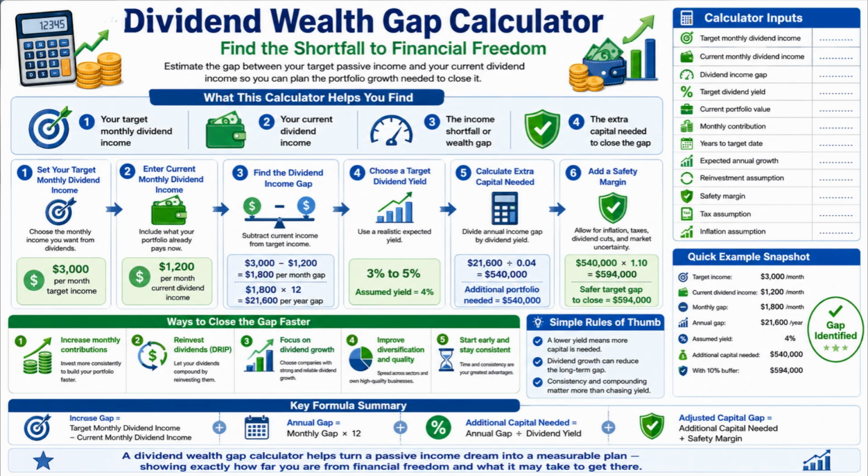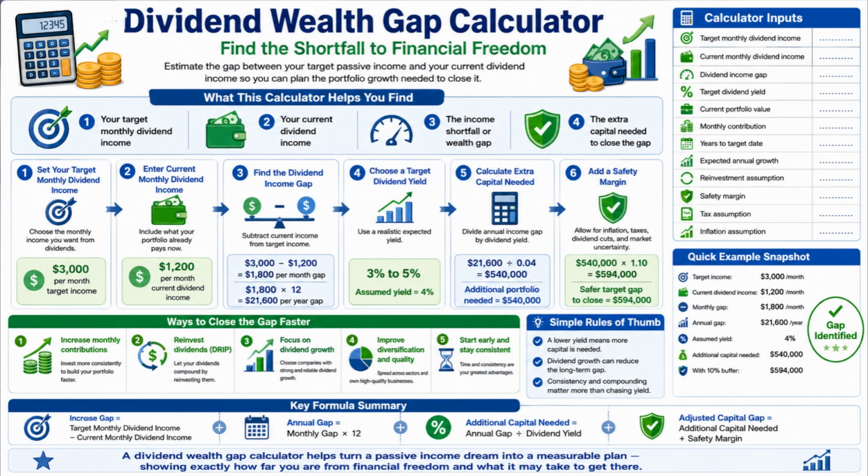To begin with, the first step is to set your target monthly dividend income. This means deciding how much income you want your portfolio to generate every month. For example, if your goal is $3,000 per month, that number becomes your target. Next, you enter your current monthly dividend income. This is the amount your portfolio is already producing right now. For instance, if your investments currently generate $1,200 per month, that is your present income level.